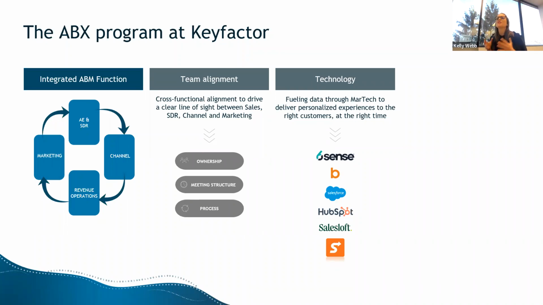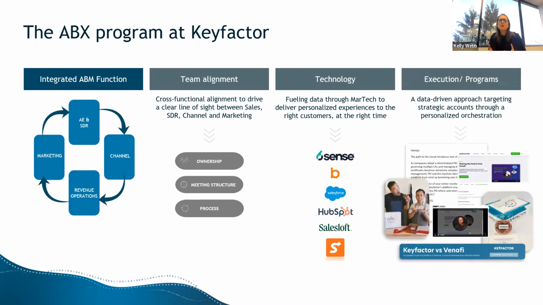The whole goal is to deliver that personalized experience to the right customers at the right time. With the visibility into the buyer's journey, we have the ability to create programs, right? And execute a data-driven approach targeting those strategic accounts through that personalized orchestration. To the right, I put some examples of recent programs we've launched. So how do we marry campaigns and programs based on that account behavior?